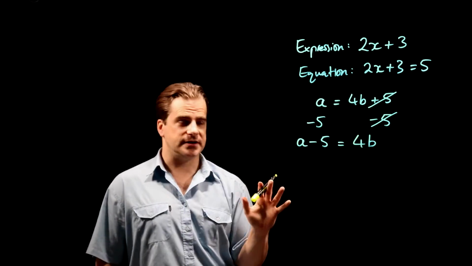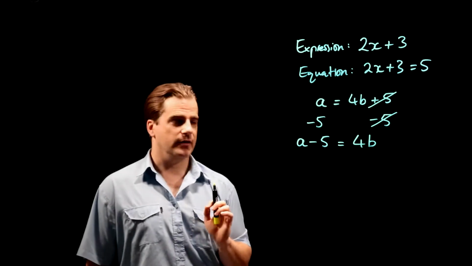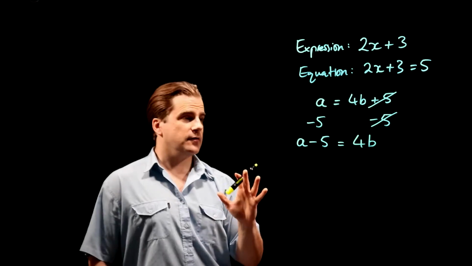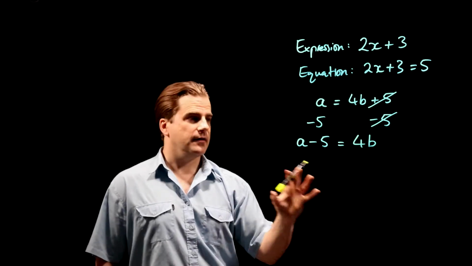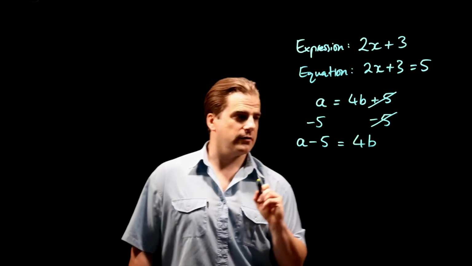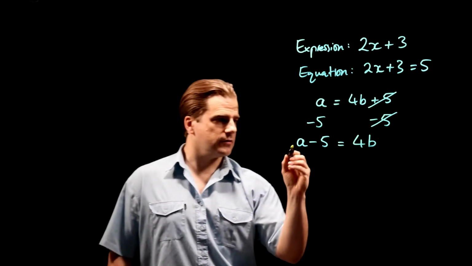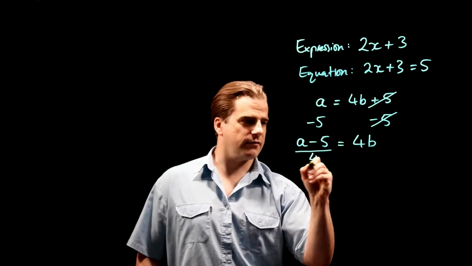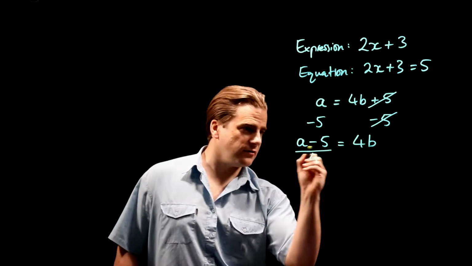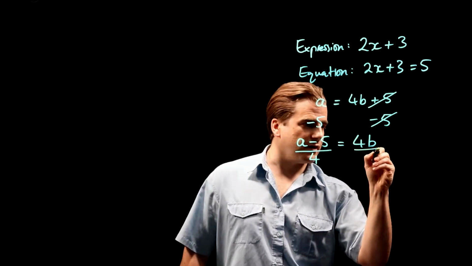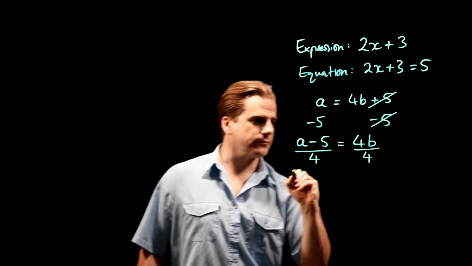Now, we're not finished yet. We have to get b by itself. At the moment, it's 4b, and we need to turn that into just b. So what are we going to do to both sides? If we divide both sides by 4, it'll get rid of that 4. Watch this. We're going to divide everything by 4. That means get the line underneath both the a and the 5. And same on this side. Divide everything by 4. Okay?